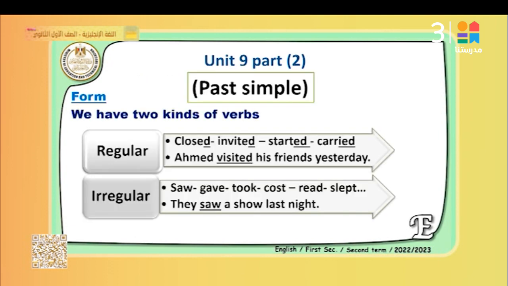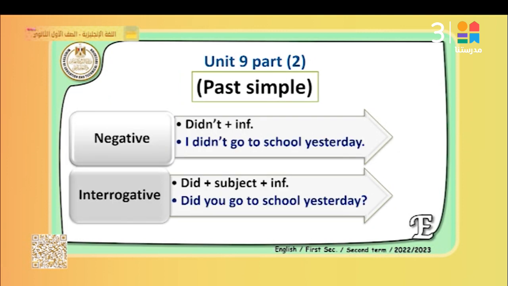So what is the form of the past simple? Of course, you know that there are regular verbs which end with d, ed, or ied. And there are irregular verbs like see, saw, give, gave, take, took. So it's the second form of the verb.